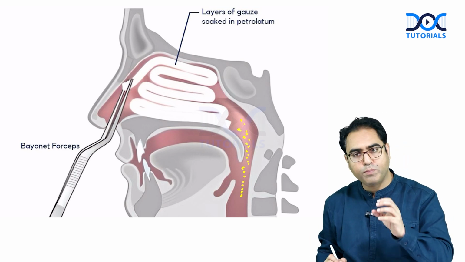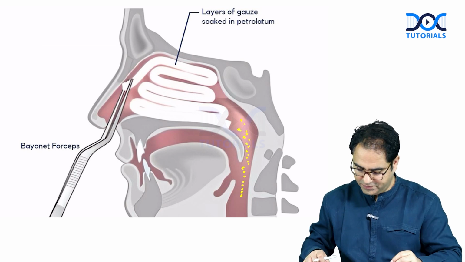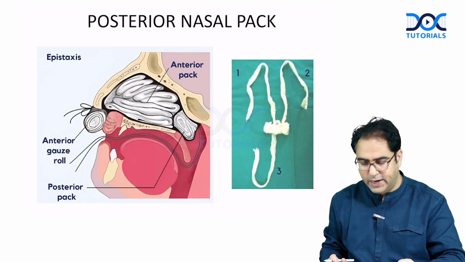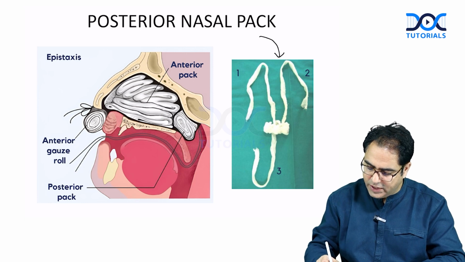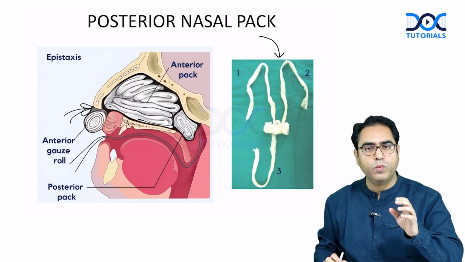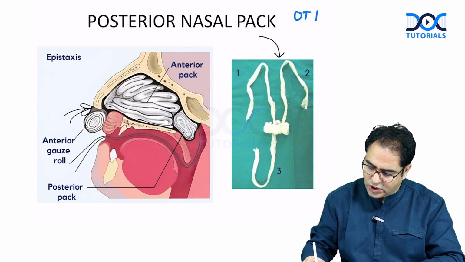Okay. Then you need to put one more pack over here, and that pack will be called the posterior nasal pack. If anterior nasal packing fails to control bleeding, then you put one more pack, which is called the posterior nasal pack. My dear friend, the posterior nasal pack is always done in the operation theatre under general anesthesia.